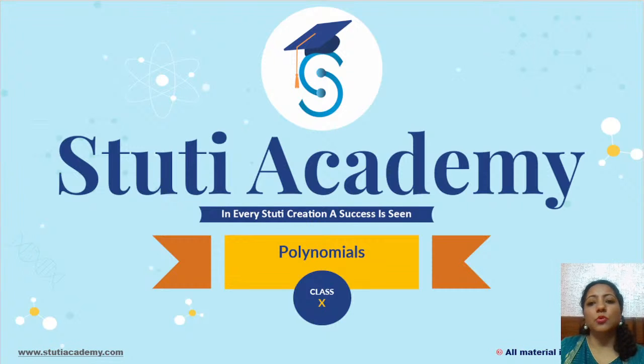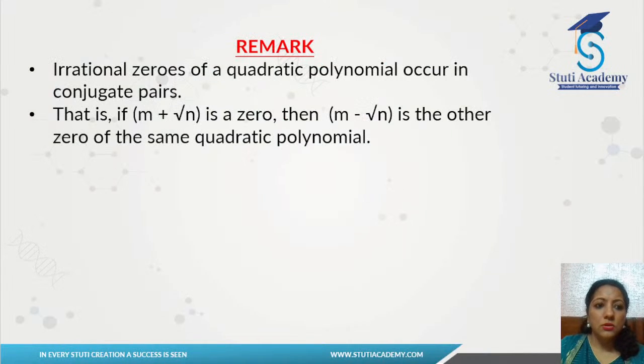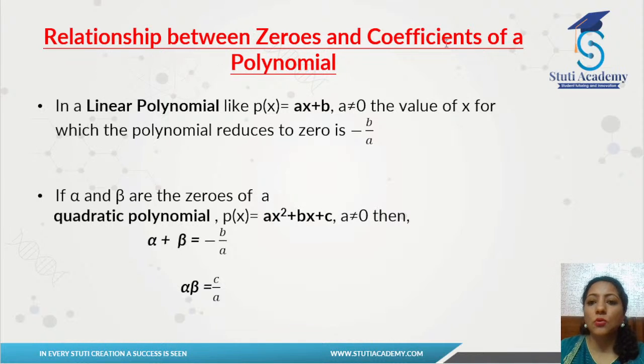Now we were discussing some questions in the previous class related to the sum of the zeros, product of the zeros, and their relationship with the coefficients. So I'll just quickly revise the same. Today also we are going to discuss the questions based on the same. We have the relationship between zeros and the coefficients of the polynomials. Now we'll talk about the quadratic polynomial for the time being. Its standard form is given by ax square plus bx plus c.